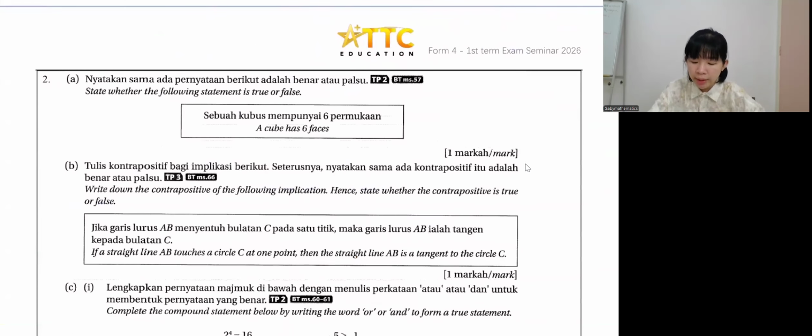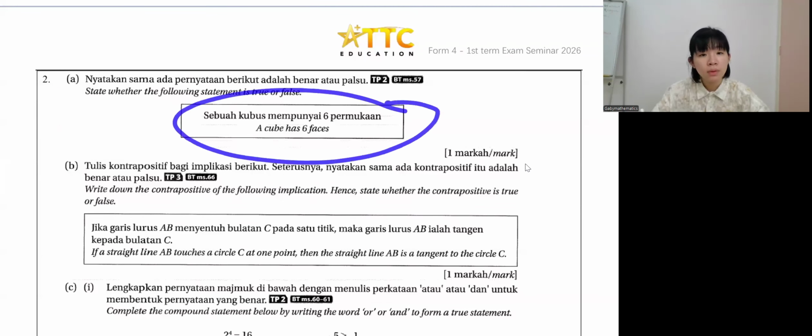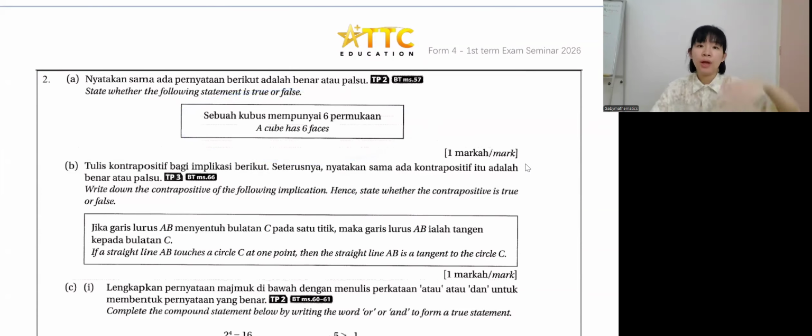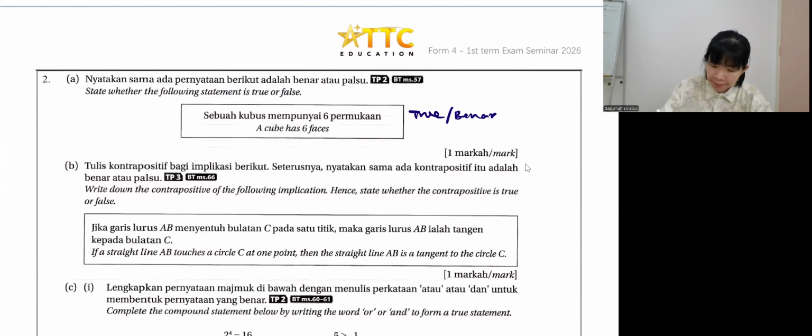Now, state whether the following statement is true or false. Okay, question number 2. A cube has 6 faces. What do you think? Sebuah kubus mempunyai 6 permukaan. So we have top, bottom, left, right, front, back, total 6 surfaces. So this is true. Okay, benar. Okay, B. Okay, highlight this. Write down contrapositive. Contrapositive of the implication. State the contrapositive true or false.